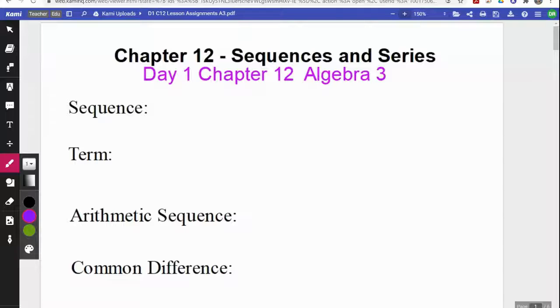Hello, this is day one of chapter 12. This is a new chapter on sequences and series. So without further ado, here are some definitions.